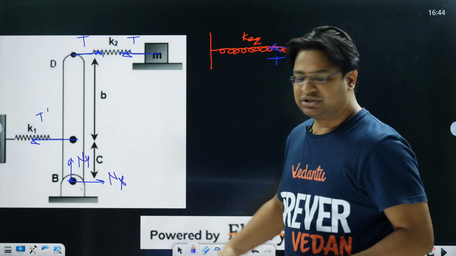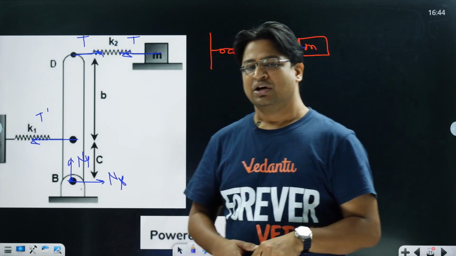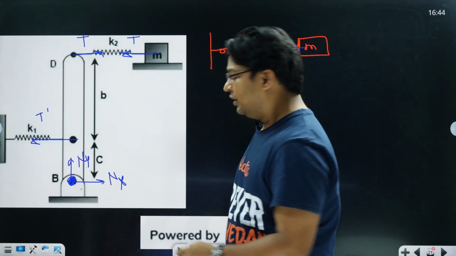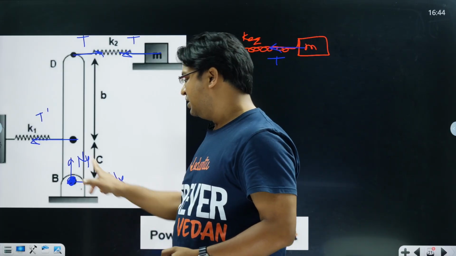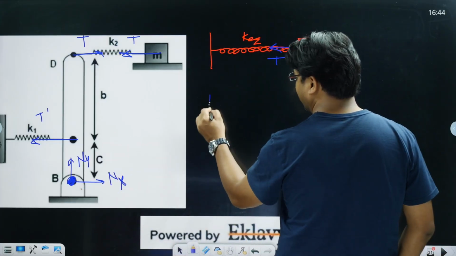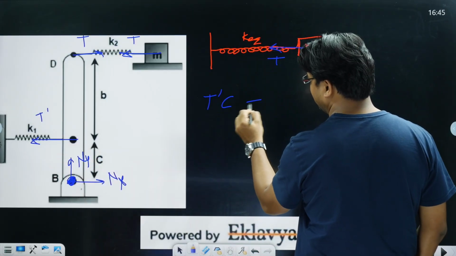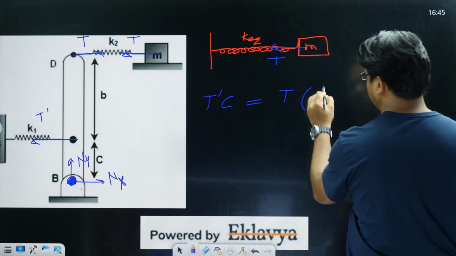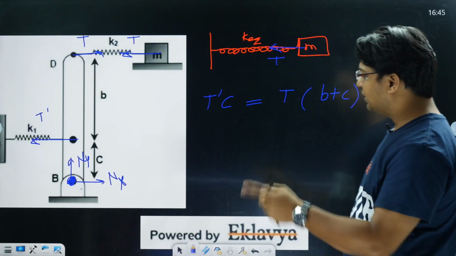How do we do that? This is a massless rod. So on a massless entity, net force and net torque should always be zero. So I'm going to write net torque about this point and equate it with zero. Writing net torque about this will give me the advantage of getting rid of these two, because these two will not develop any torque about this point. So I will write T prime into this distance, which is C, into C, should be equal to T times this entire distance, which is B plus C. So we have got the relationship between T prime and T.